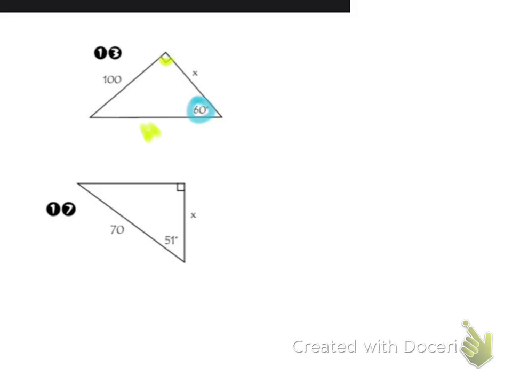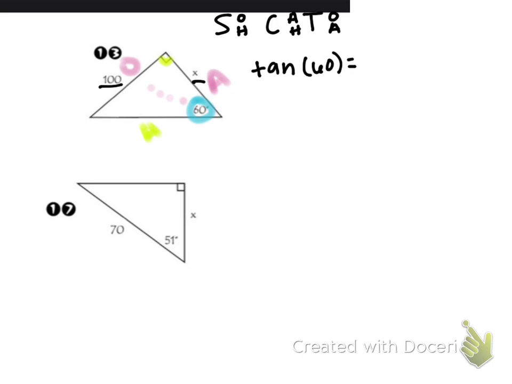H is right here. Opposite means in front of. So in front would be that 100. A means adjacent, right next to. So right next to it is this side right here that has the X on it. Okay. So when we're picking our trig ratio, this is our ratio, SOHCAHTOA. So this one, the O and the A have information, so that's tangent. So tangent of 60 equals O goes at the top, so 100 goes at the top, and then the A goes at the bottom, which is X.